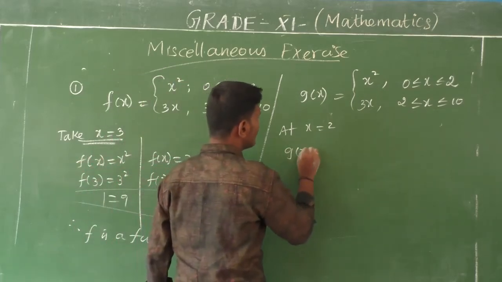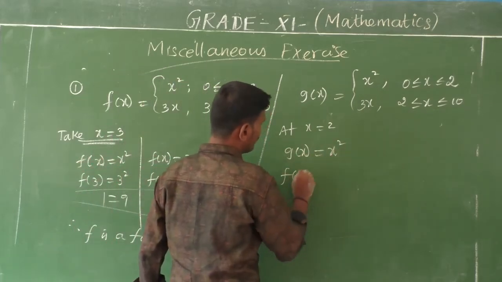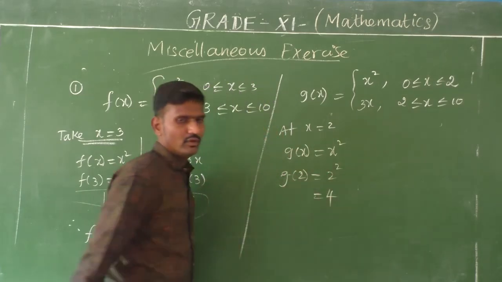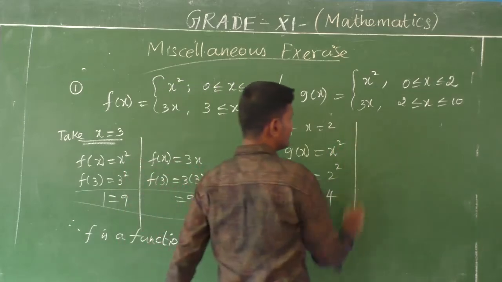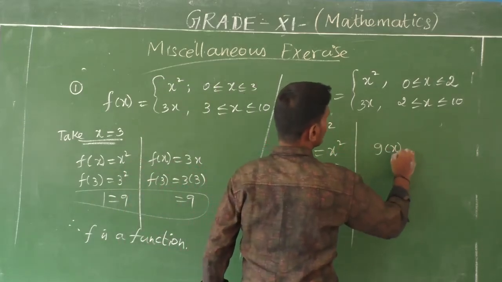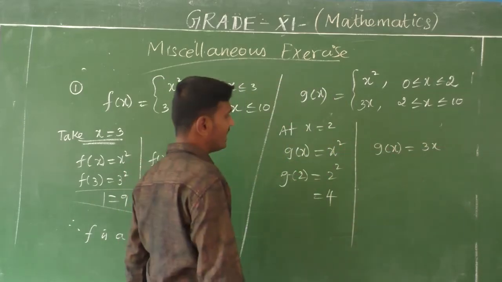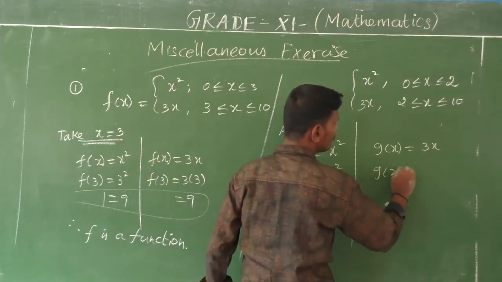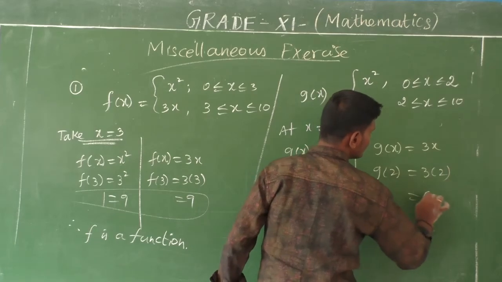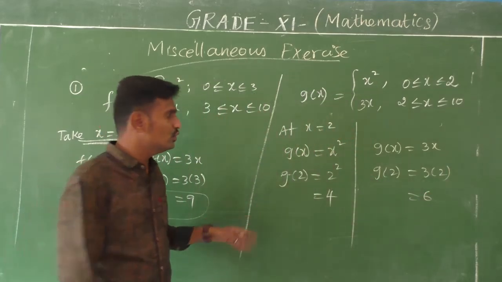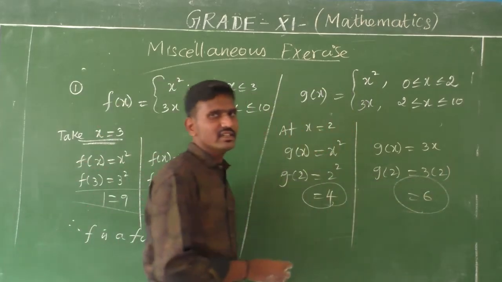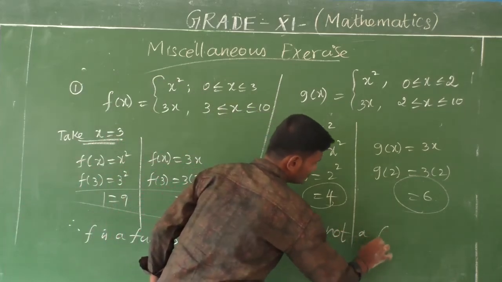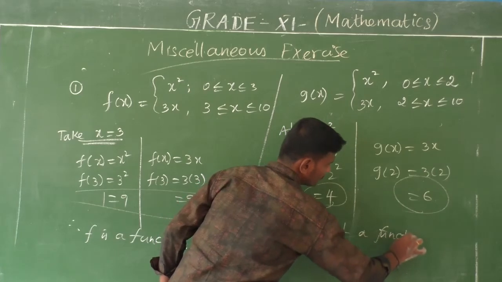Now g of x is equal to x square, so g of 2 is equal to 2 square, which is 4. Then the second function, g of x equal to 3x. Substituting 2, g of 2 is equal to 3 into 2, so 3 twos are 6. Compare these two: this is not equal. So g is not a function.